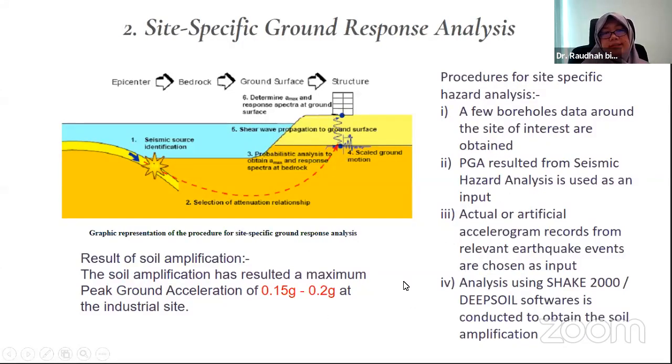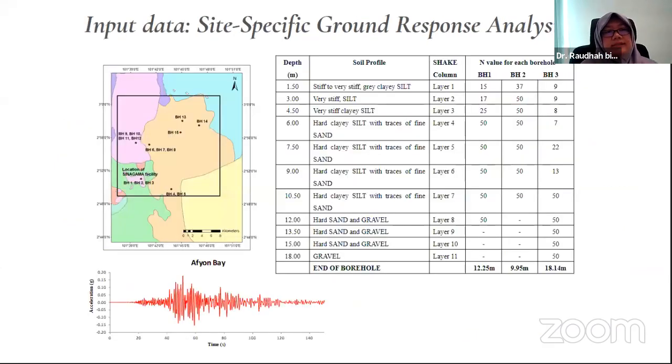In my case study, the peak ground acceleration at the surface was found to be around 0.15 g to 0.2 g. I'm going to use this value to evaluate the structural assessment of the buildings. So these are the input data for the seismic ground response.